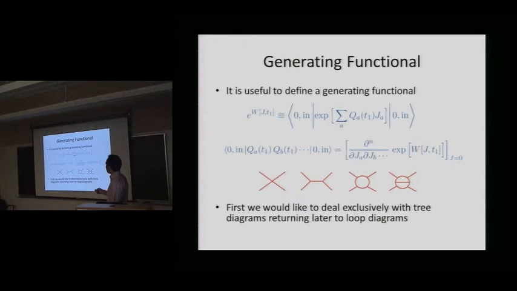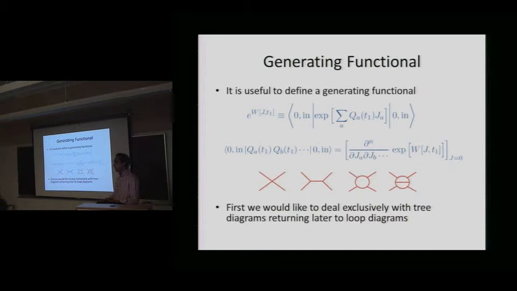Specifically, if I take 4 derivatives of this quantity and then set to 0 this external current J, then I get the sum of all of the graphs that contribute to the 4-point function, including both tree graphs and loop graphs. For now, what I'd like to do is focus exclusively on tree graphs, and I'll return to loop graphs in the next section. In order to do that, I employ a trick, and this is kind of a standard trick.